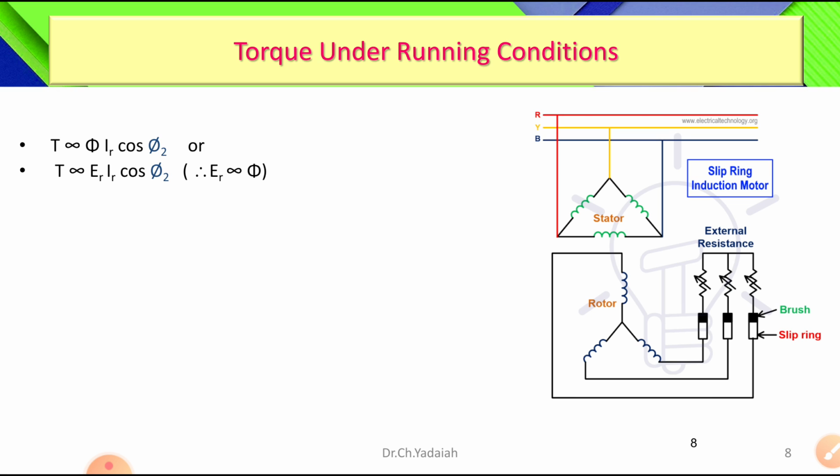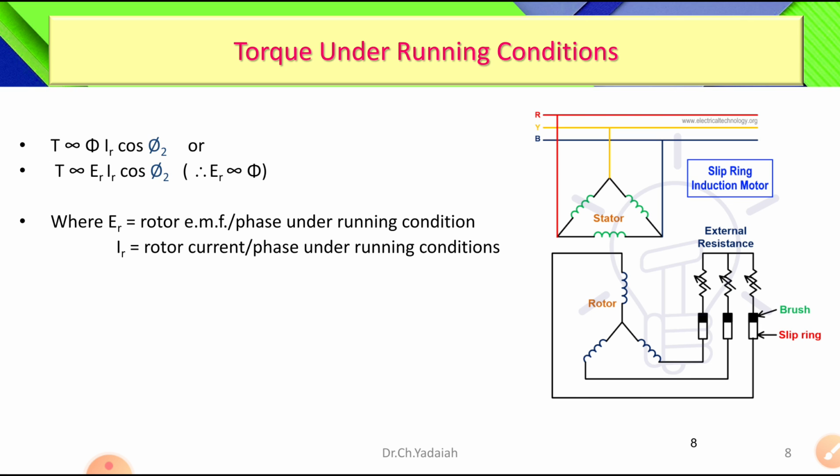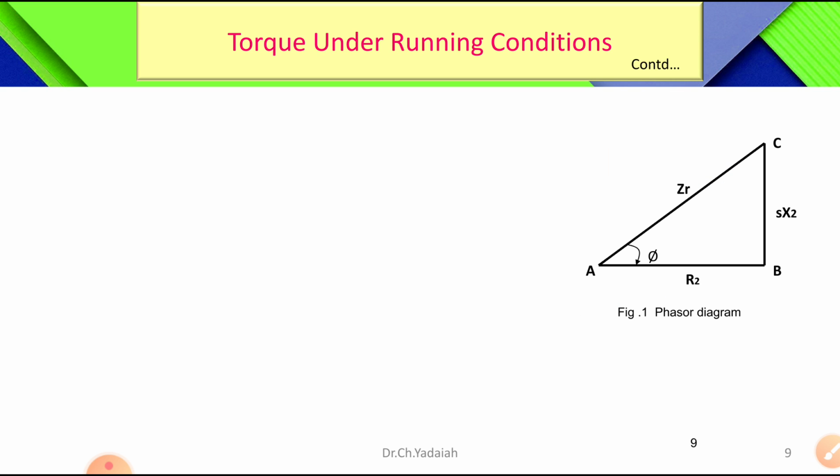Next, we know that phi r is equal to ER, IR cos phi r. This is the equation, where ER is the rotor EMF per phase under running condition and IR is the rotor current per phase under running condition at slip S. Now, ER is equal to S into the standstill voltage. IR, the current induced in the rotor conductors, is equal to ER by ZR. Simply I substituted values, so I am going to get the IR value.